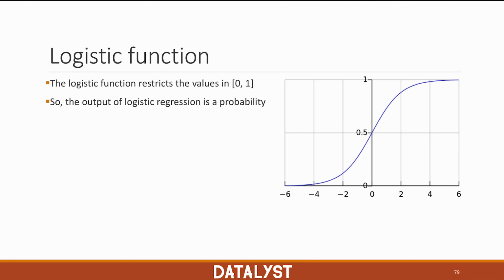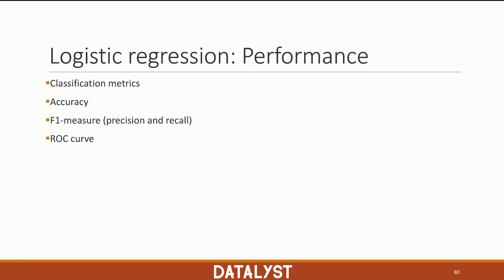The output of logistic regression is a probability which we can then turn into a classifier by just choosing a threshold, which most often is the threshold of 0.5. Anything above 0.5 belongs to the positive class, anything below 0.5 belongs to the negative class. And in order to measure the performance of logistic regression, we can use standard classification metrics like the accuracy, the F1 measure, the ROC curve, things which we already covered in the session for classification and for machine learning metrics.